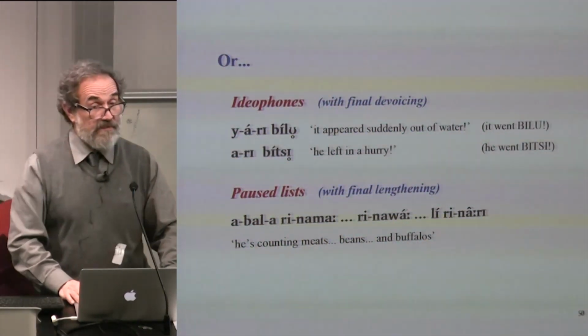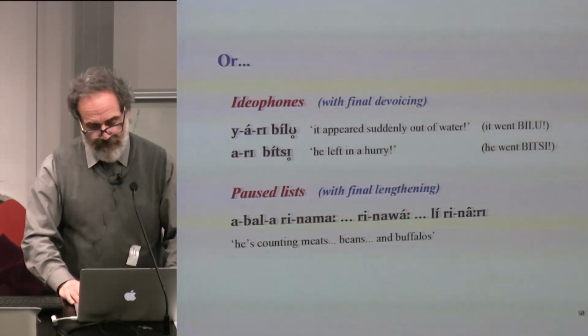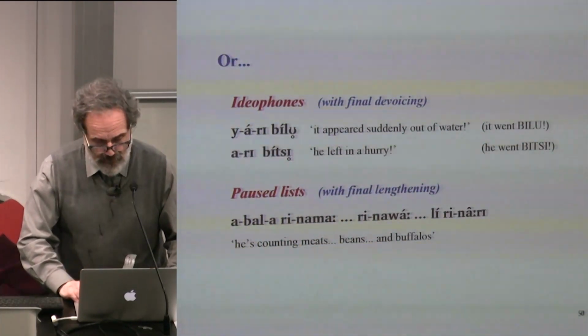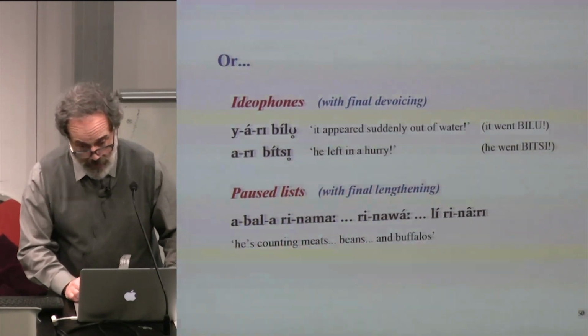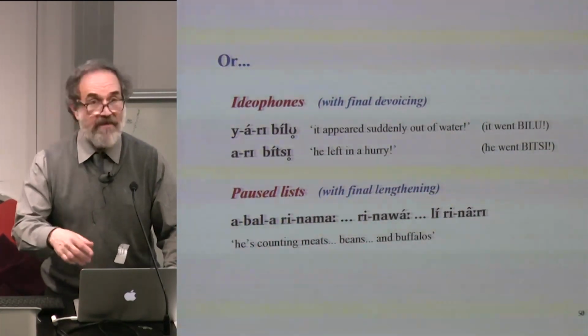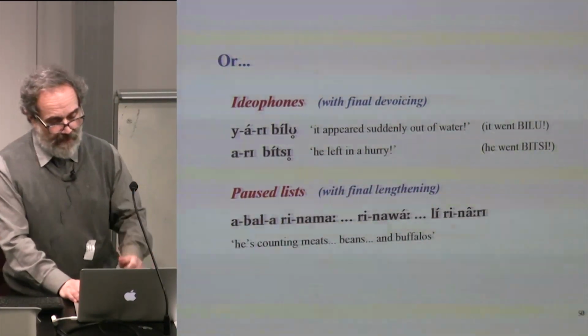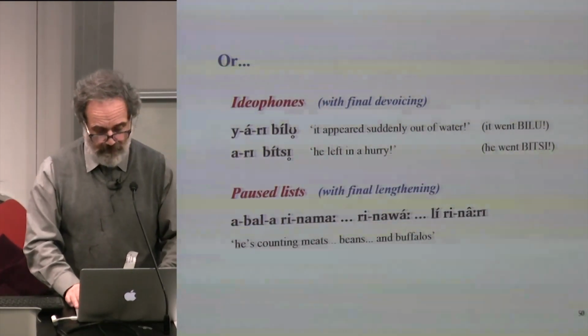In a paused list, he's counting meats, beans, and buffaloes, you don't get it on the non-final noun. But you get final lengthening of that one. Rinama, rinawa, and then the last one, lirinari. You'll get it on the last one, but not the ones where you pause. You'll just get that stretching out of the final vowel of the noun, and you won't get the penultimate lengthening.